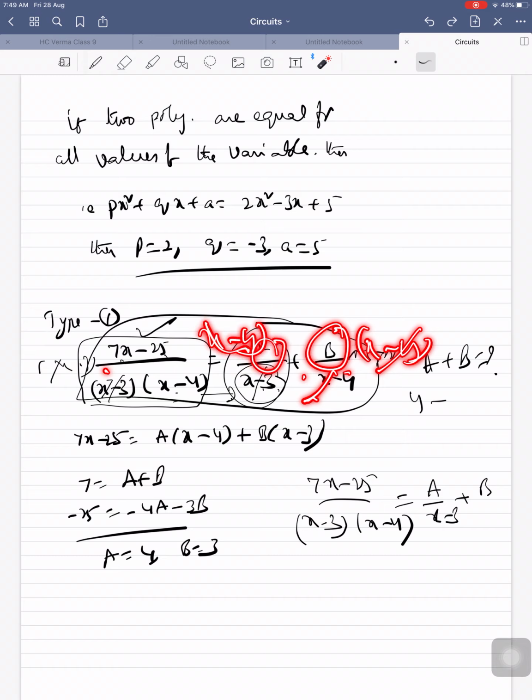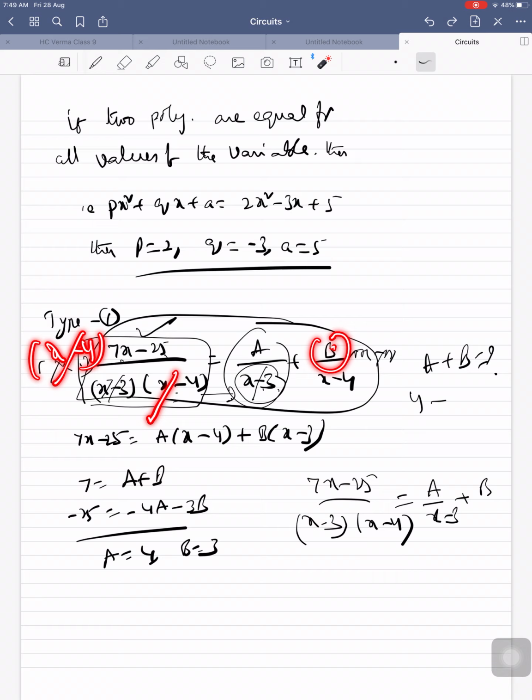So I don't want a, then x minus 4, for that x equal to 4, then 0 into anything, this will be vanished. So b is there. Here x minus 4 you multiplied on both sides, both will cancel and 7x minus 25 by x minus 4 will be there. If you substitute 4 here, don't try to 7 into 4 minus 25.